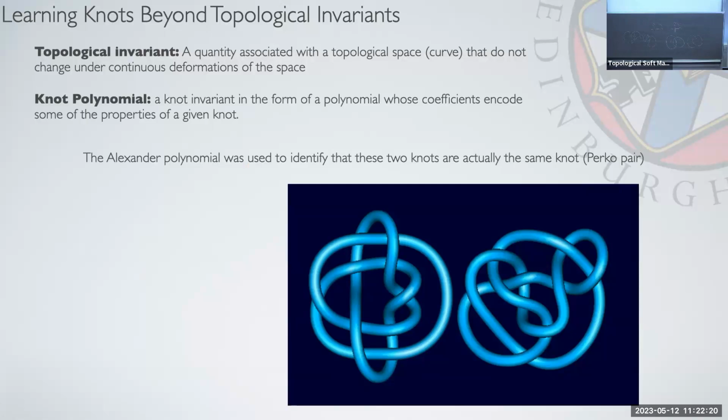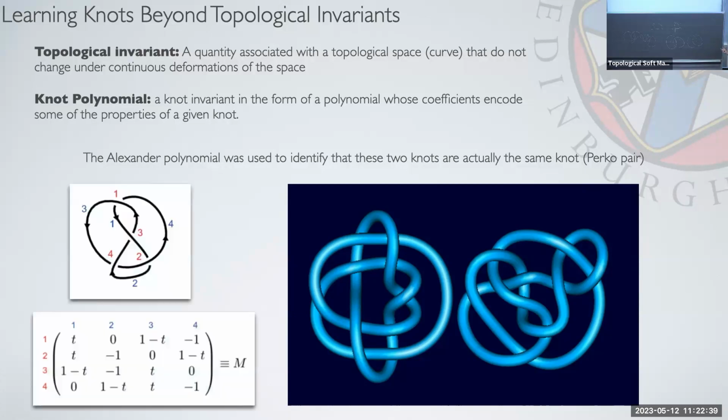A knot polynomial is a type of topological invariant. It's a knot invariant in the form of a polynomial. The Alexander polynomial was the first to be developed, proposed in 1928, I think, and basically it's quite powerful and in some sense simple.